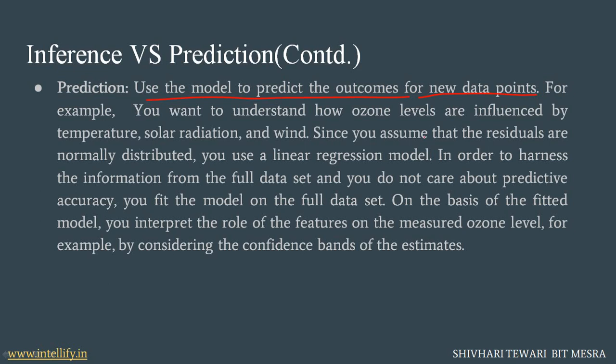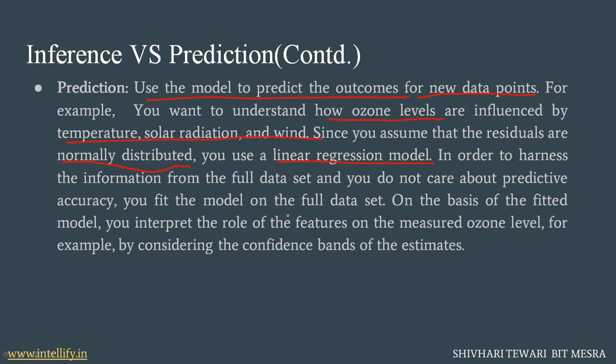Let's take the same example, like we want to understand how ozone levels are influenced by temperature, solar radiation and wind. Now we assume that the residuals are normally distributed and we are using a linear regression model. So in order to harness the information from the full data set, we do not care about predictive accuracy. See, in prediction too we will not care about predictive accuracy. That means whether it will happen or not depends on our data. We will not care about that. It is not our concern, the predictive accuracy, to see the accuracy.